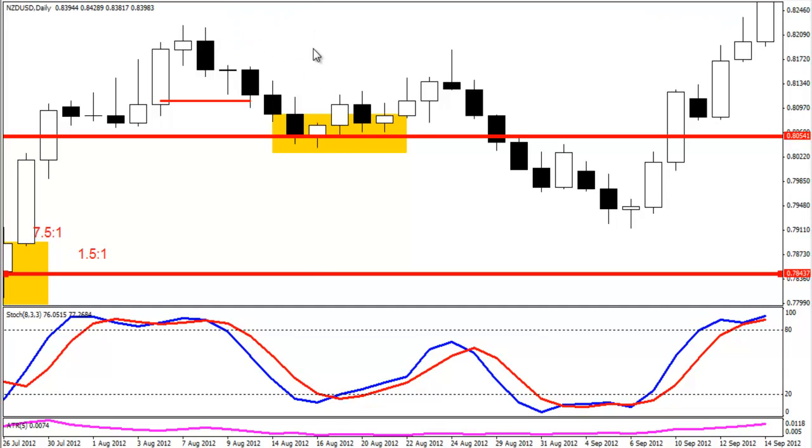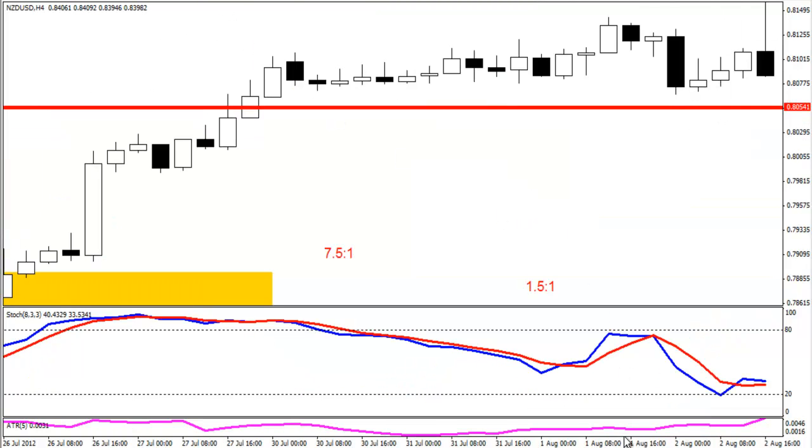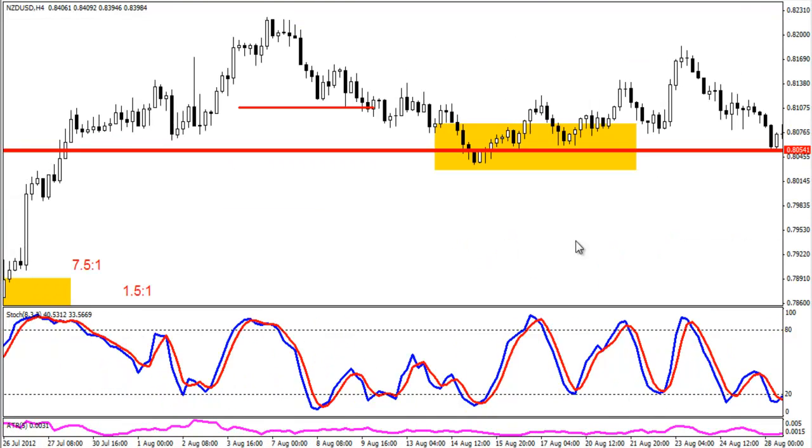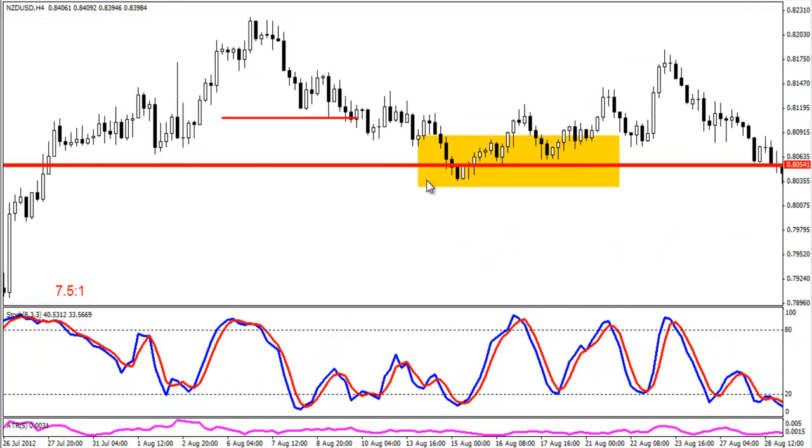There may in fact have been no reason to drill down, because the 40 pip stop loss on the daily chart is already a pretty good one. If we do drill down to this 4-hourly chart to have a look, we can see price was cycling down into the level. We can see here the shift from sellers into buyers.